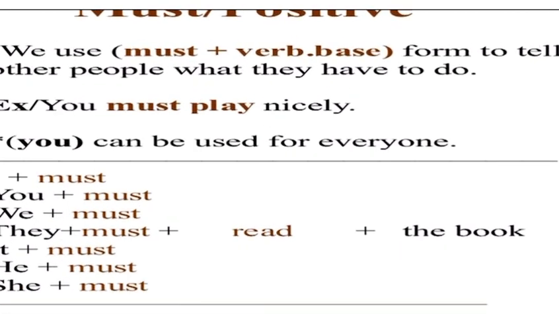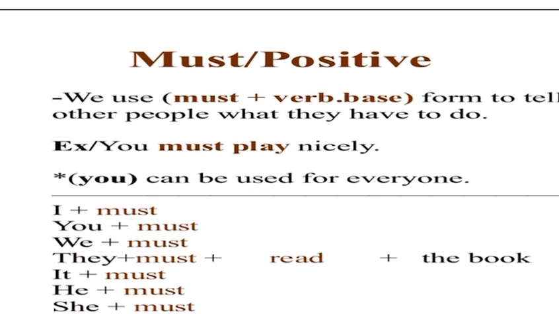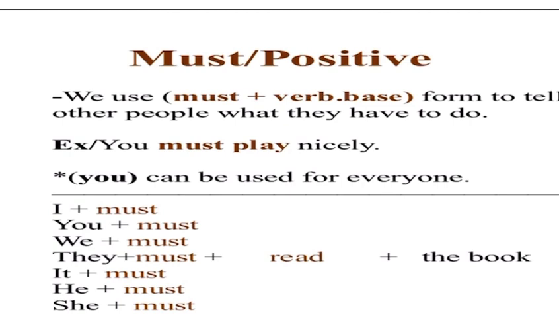And the second thing is that must always comes before a verb. The verb that comes after must has to be the base form without anything added. Base means it does not end with, for example, ed, es, ing, or anything. Just the verb itself. So we have this example: you must play nicely.